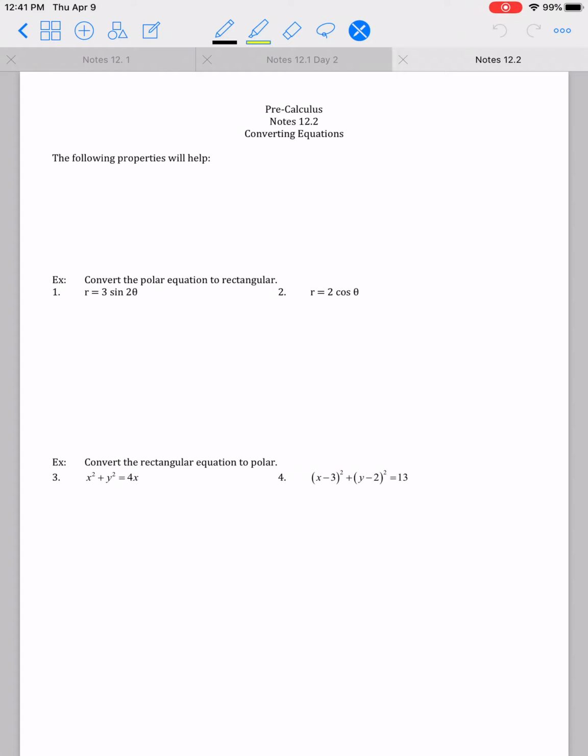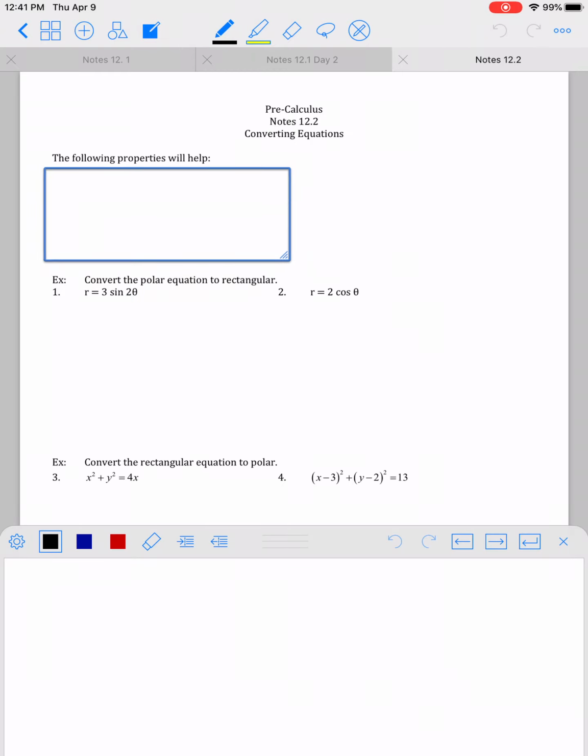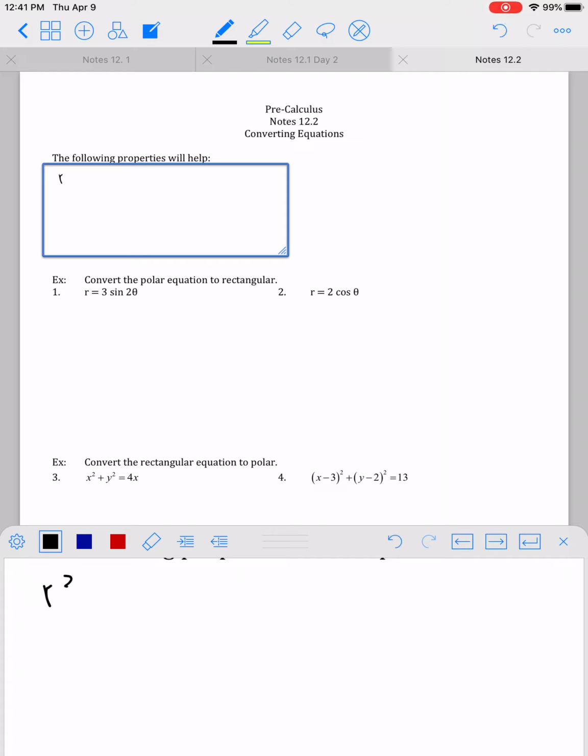This lesson we're going to continue with polar and rectangular conversions, but today's focus is all about converting equations. So first, let's rewrite the properties that we learned in the previous lesson. Because it's right triangle based, we know that r squared is equal to x squared plus y squared, and that r is equal to the square root of x squared plus y squared. So there'll be some things where we can substitute using those two properties.